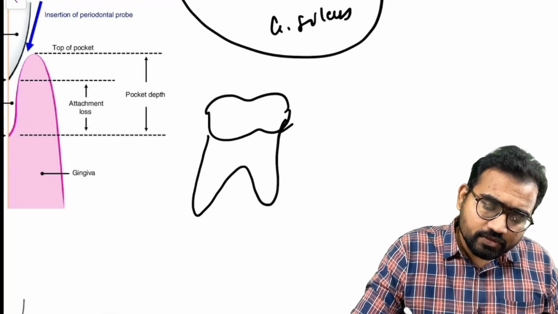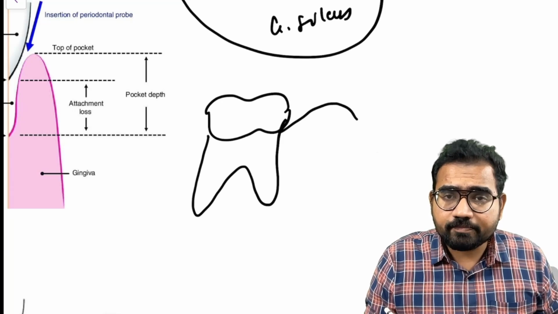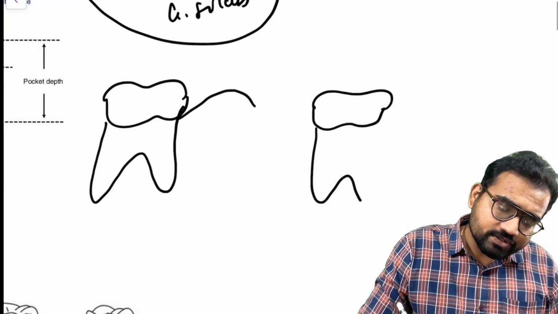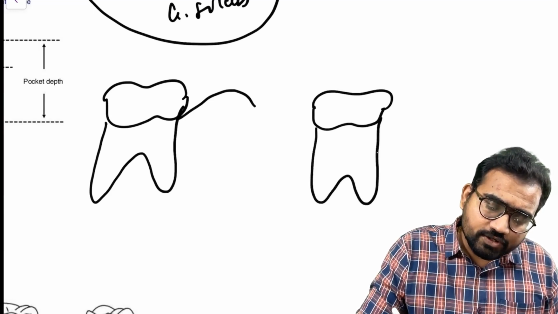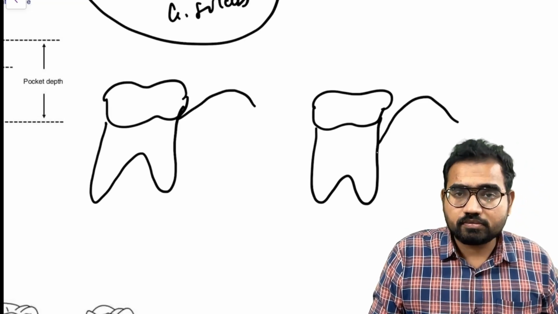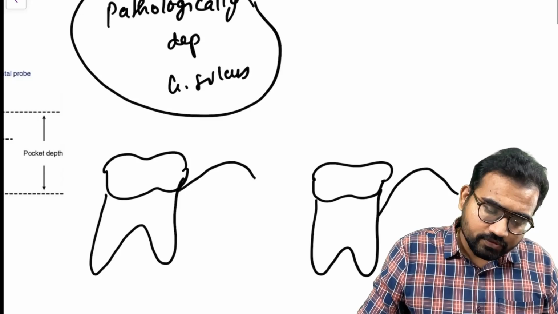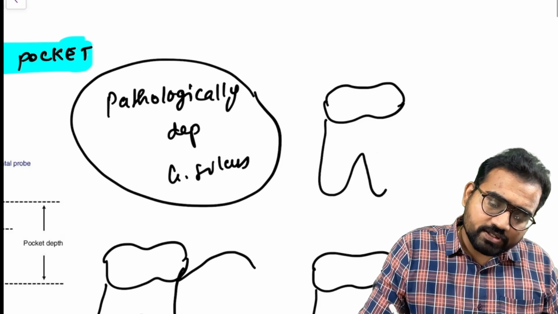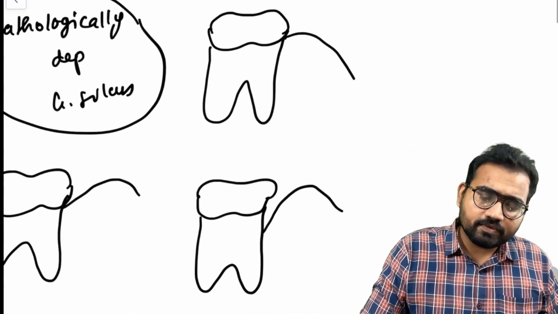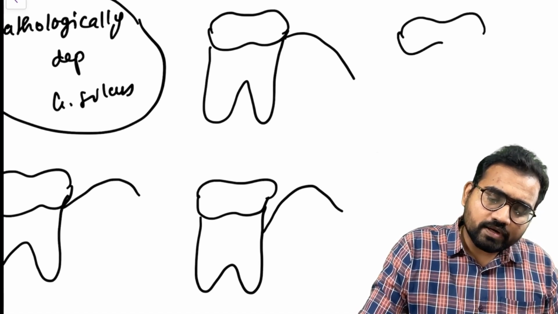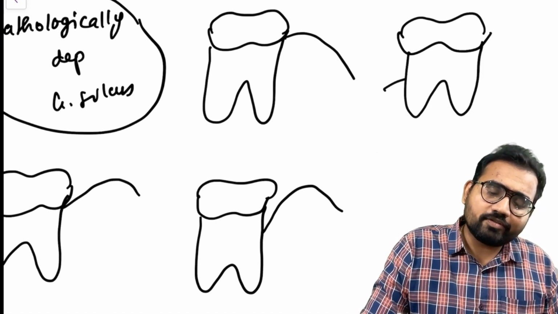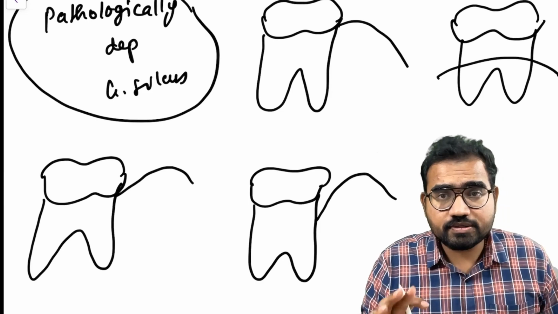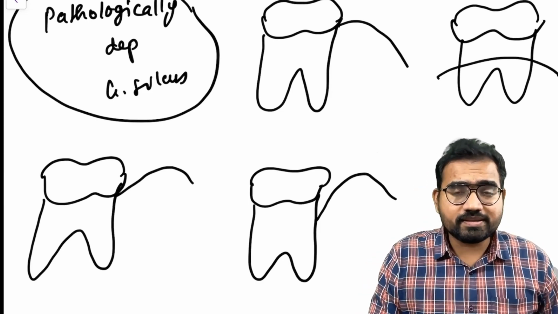First scenario, the gingival margin is coronal to CEJ. The second scenario, where the gingival margin is coronal to CEJ, but there is pocket formation. The third scenario, where the gingival margin is at the level of CEJ, and the fourth scenario, where the gingival margin is apical to the level of CEJ. I have explained all these in the basic tissues, so if you want, you can go and watch that. This is just a quick recap.